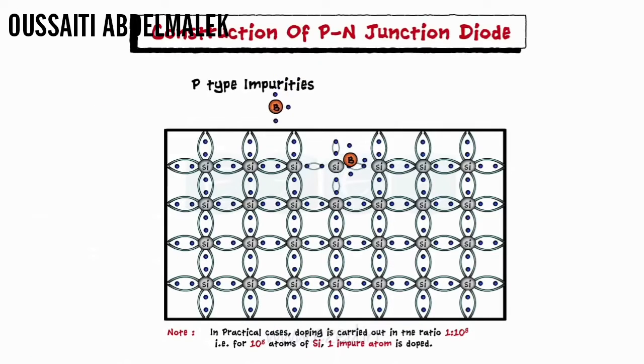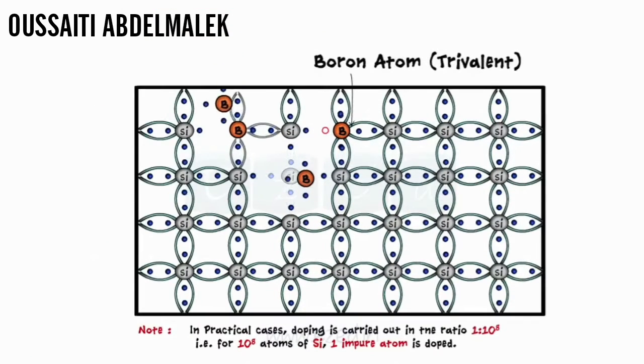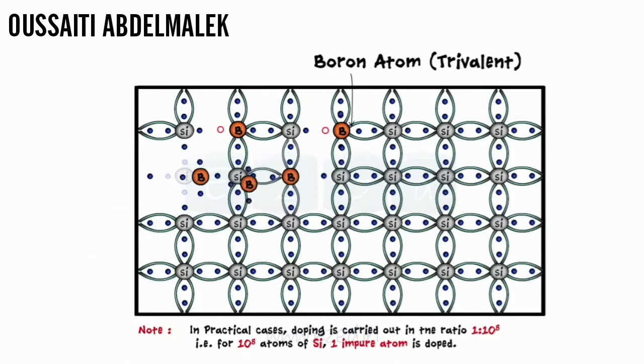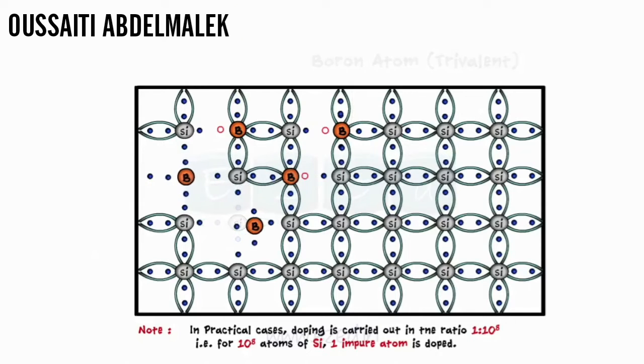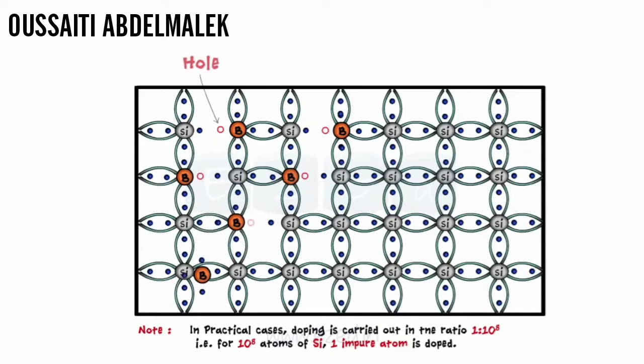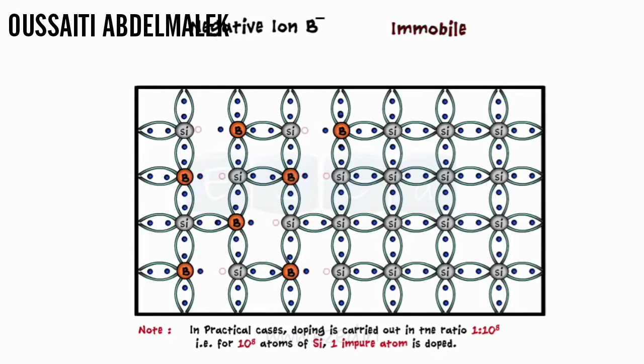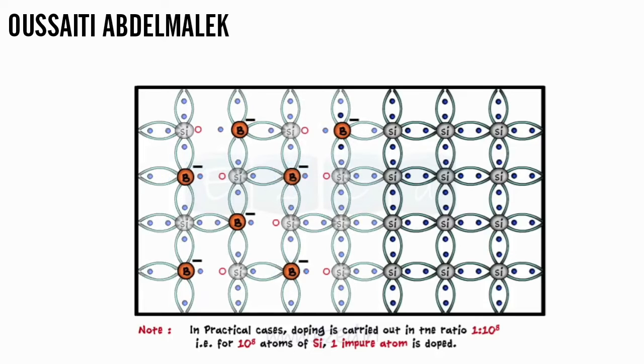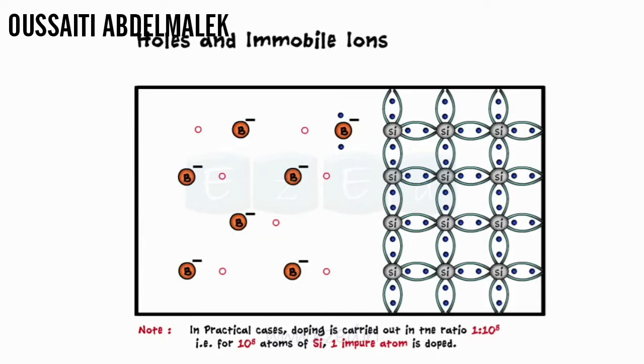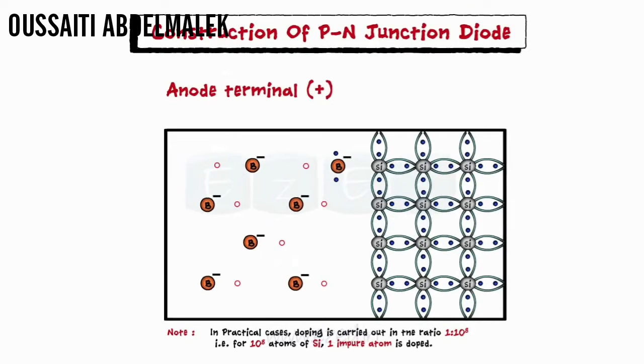We dope p-type impurities like boron on the left half of one slice. A boron atom, being trivalent, accepts one electron from the neighboring silicon atom and creates a vacancy or hole in the silicon structure. As boron accepts one electron, it loses its neutrality and becomes a negatively charged ion. These ions are immobile in nature. Thus we have holes and negative ions formed in the left half, which forms the anode and acts as a positive terminal.